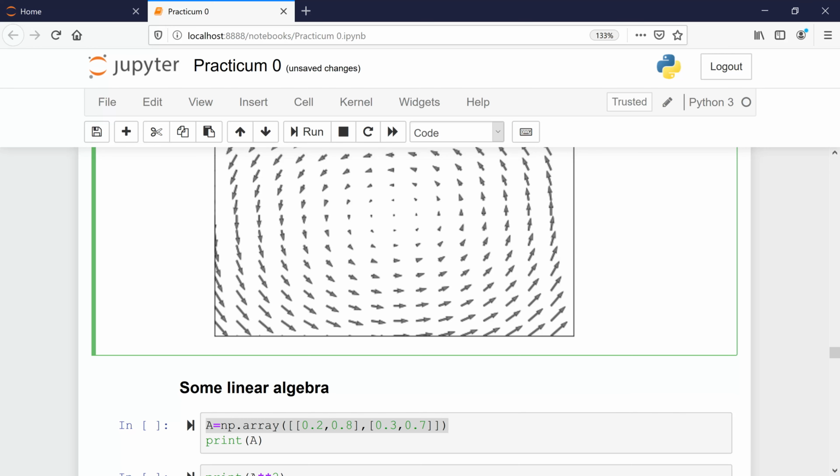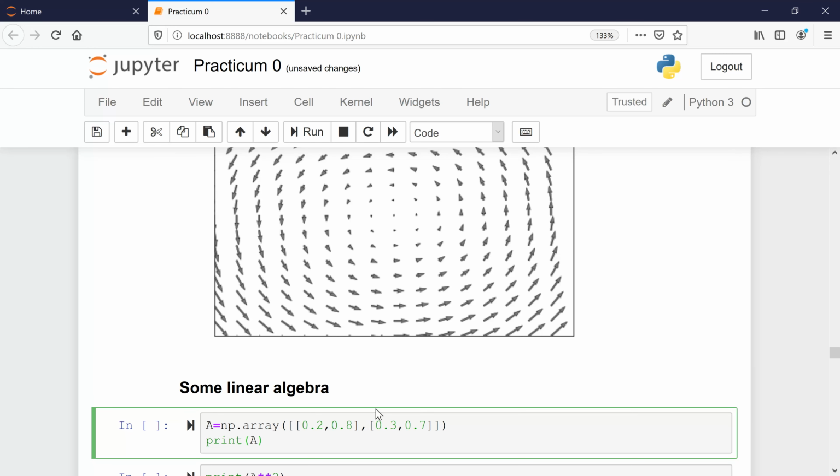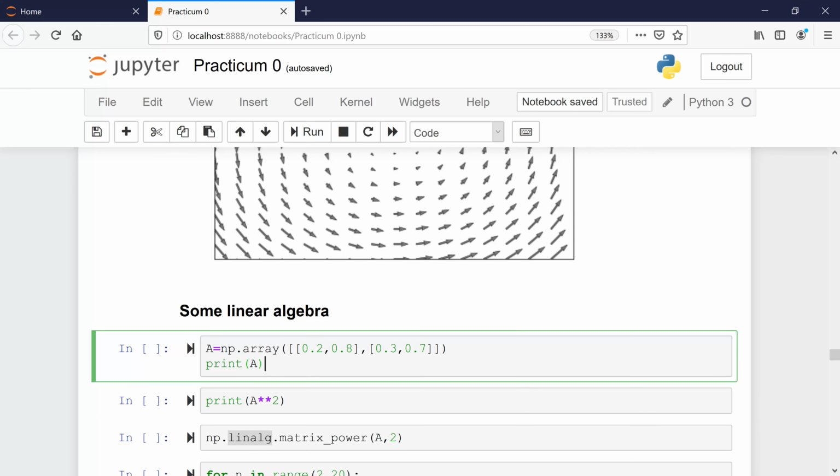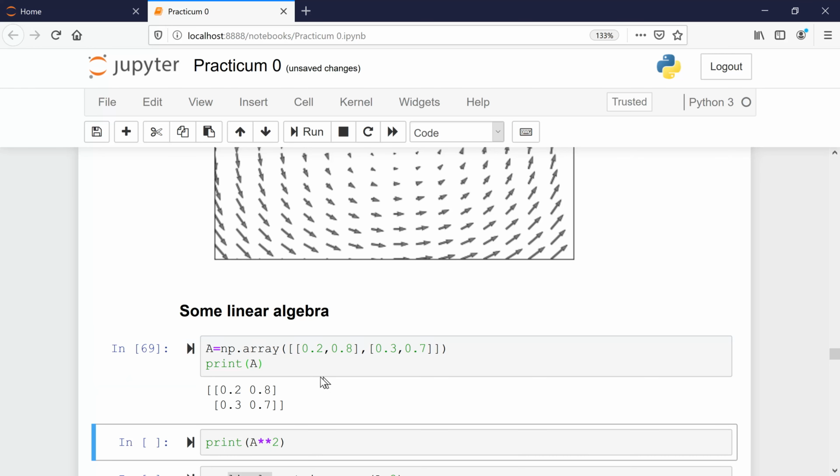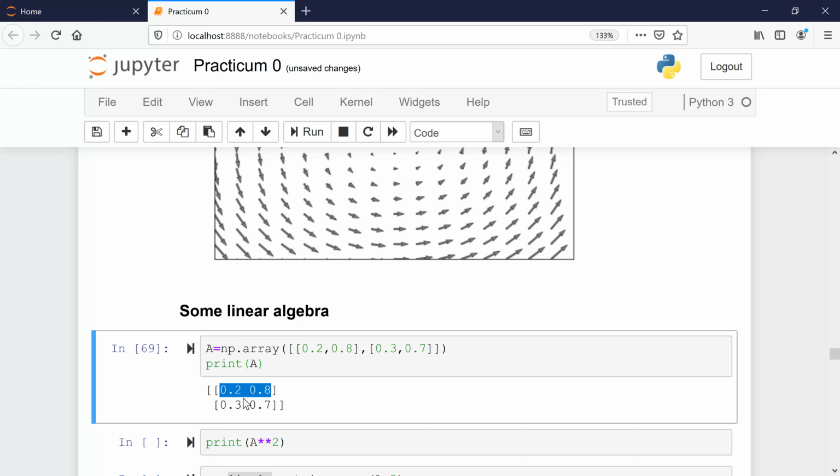Now I want to introduce some linear algebra. Let us start with a matrix. Actually, it's a stochastic matrix, which we shall encounter later. It's just a 2x2 matrix of positive elements, and the sum of each line is 1. This is what we call a stochastic matrix.